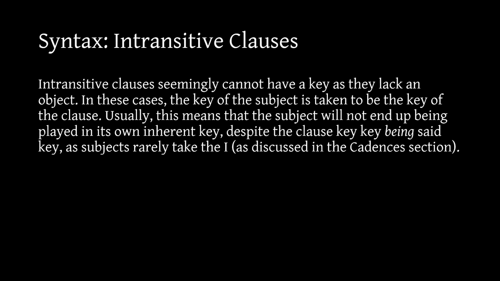Now, if you've been paying attention this whole time, you'll notice that the key of the entire clause is determined by the object. So what do you do with intransitive clauses that don't have an object? In these cases, the key of the subject is taken to be the key of the clause. Usually this means that the subject will not end up being played in its own inherent key, despite the clause key being said key, as subjects rarely take the one, as discussed in the verbal inflection section.